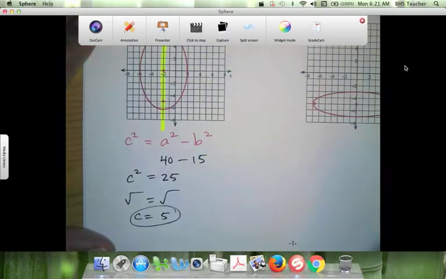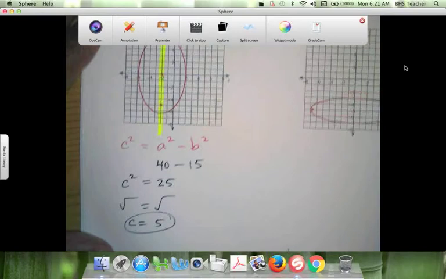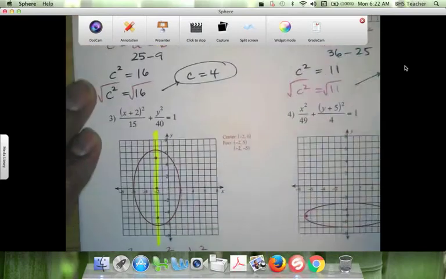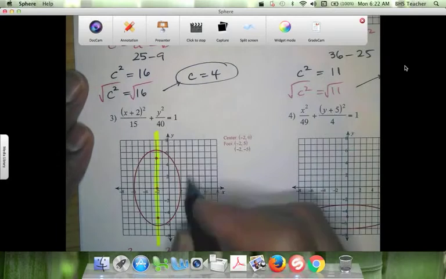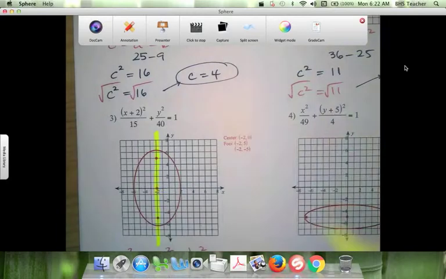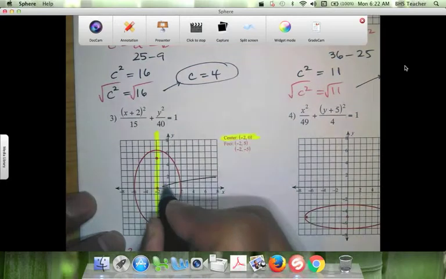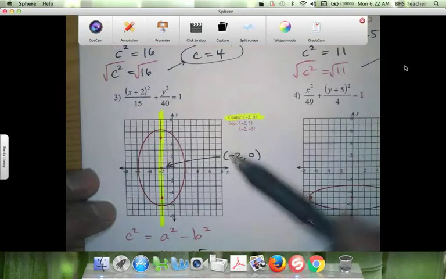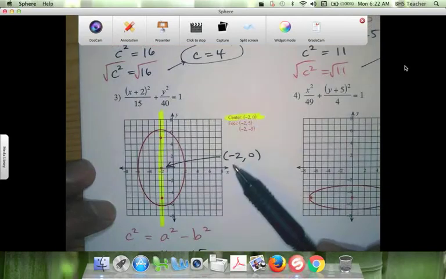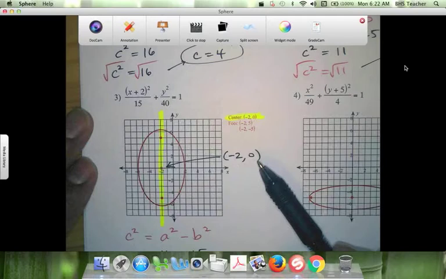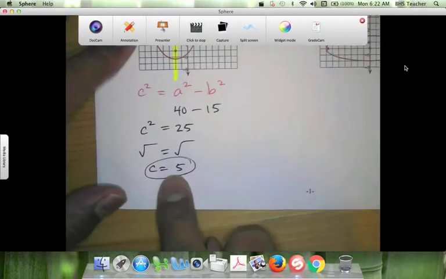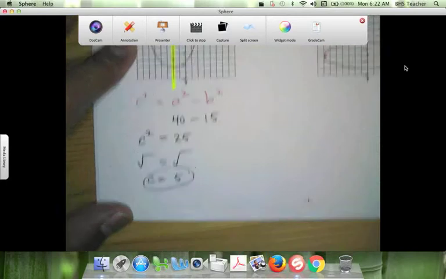Okay, now, here's where it gets a little tricky because the center is not 0, 0 anymore. Everything's coming off this center. The center is negative 2, 0. You got to go off of this negative 2, 0. One of these values, these coordinates, is going to stay. The other one's the one that's being affected, the one that you're going to have to add and subtract this amount, this c value, this distance amount. So which coordinate is not changing?